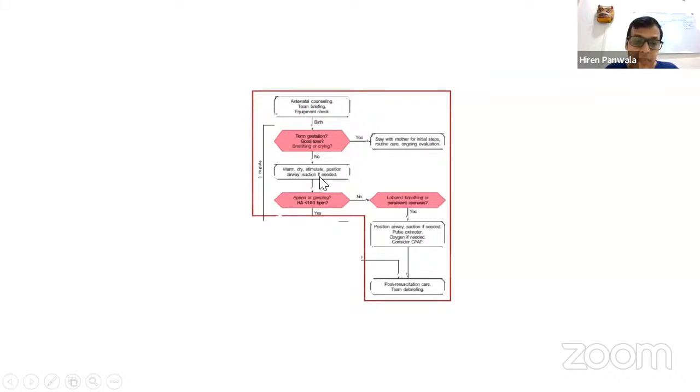and suctioning if needed. We do not do routine suctioning to all newborns. We only do suction to babies who actually need it. If you can see obvious copious secretions in the airway and you can see that the baby is choking, baby can't breathe well, baby can't manage its own secretion, that is when you would go ahead and do suctioning. So after providing these initial steps, you reassess.